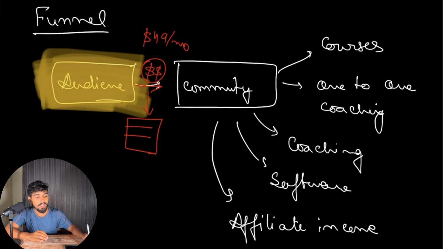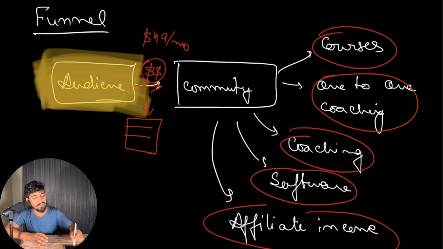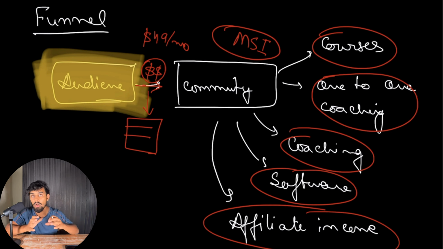Now here's the fun part. Your community is your central hub on the internet. So what is going to happen is, inside the community you will talk about your courses, you can offer them one-to-one coaching, or you have group coaching, or you have software, or you can have affiliate income. So this is where I call MSI, which is multiple sources of income. This is what you can unlock when you focus on building a community instead of just relying on YouTube or Facebook groups for it. So this is a very simple model for people who already have an audience.